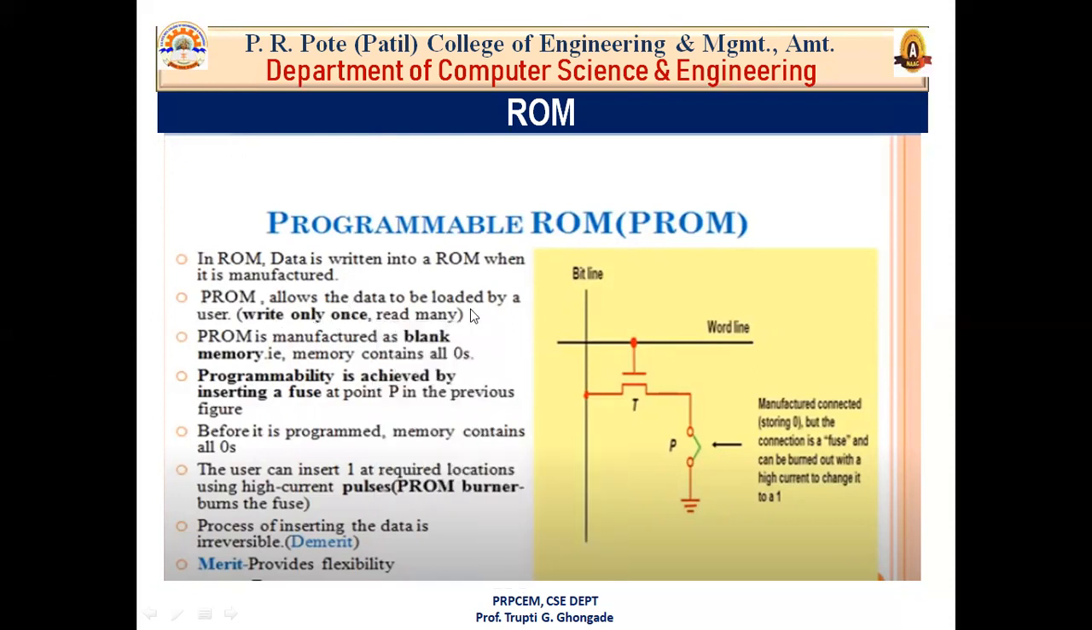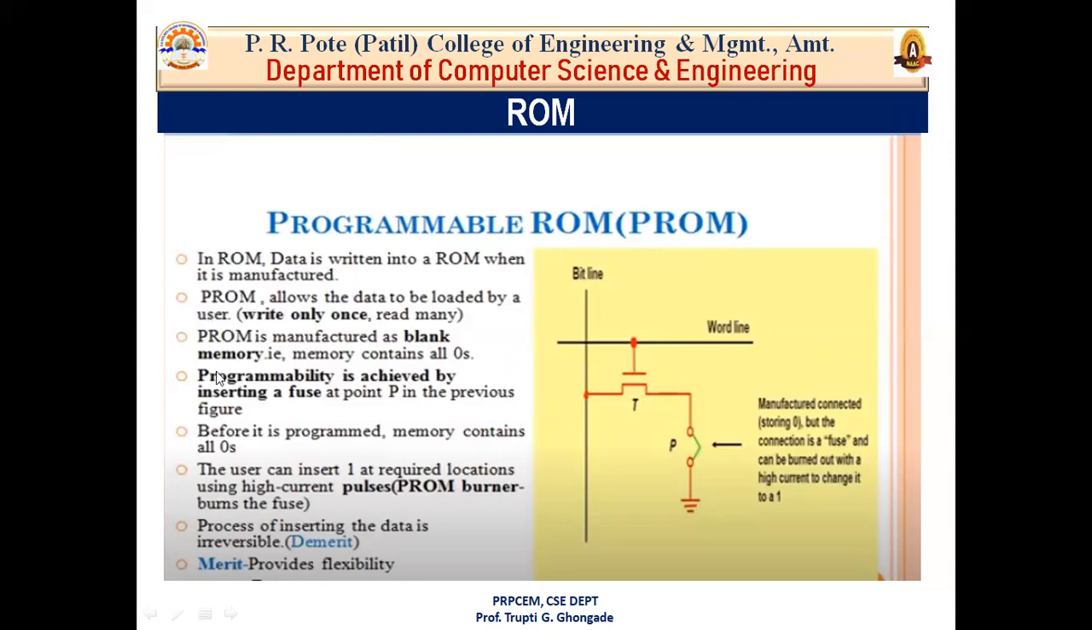Here, data is loaded by the user in PROM. The user can enter the information. So that means when PROM is manufactured, it is manufactured as a blank memory. Okay. So as I told you, data is written into ROM only once when it is manufactured. But in the next line, it is said that the data is to be loaded by the user also.